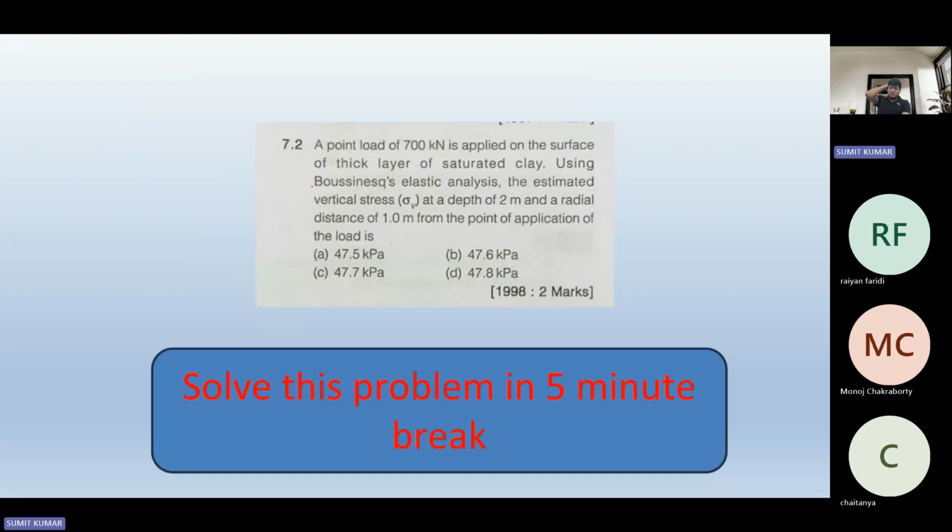Okay, I gave this problem to solve during the break time. I hope you have already solved it, but if you couldn't, let me show you the solution. This question says that a point load of 700 kilonewton is applied on the surface of a thick layer of saturated clay. Using the Boussinesq elastic analysis, estimate the vertical stress at depth 2 meter and radial distance 1 meter from the point of application. So you apply the simple basic equation: 700 divided by z square into 3 by 2 pi into 1 by 1 plus r square by z square whole power 5 by 2, where r is 1 and z is 2. So you could calculate.